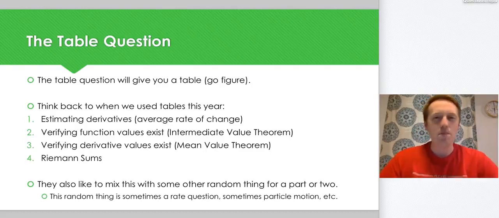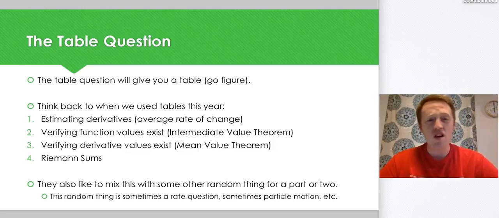They also like to mix some random thing with it. So you may see elements of a rate question, you may see elements of a particle motion question or something like that. It could really be anything that they like to mix in with these because they usually don't just ask these four things.